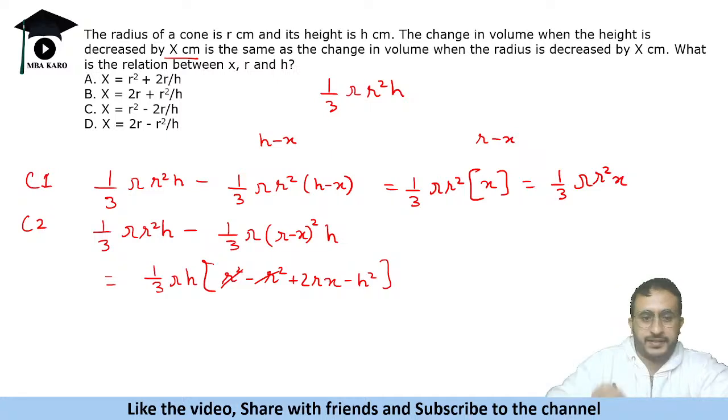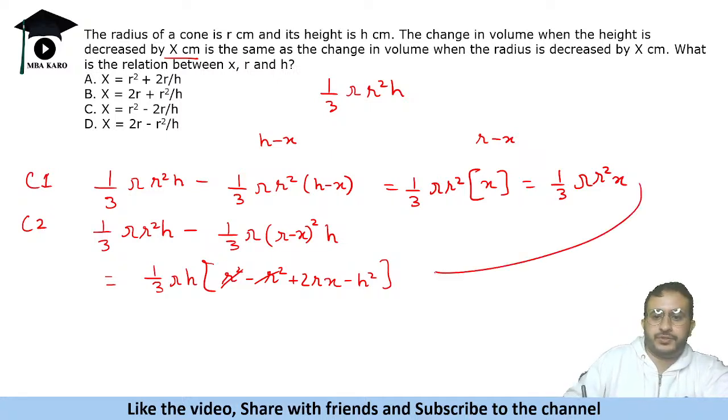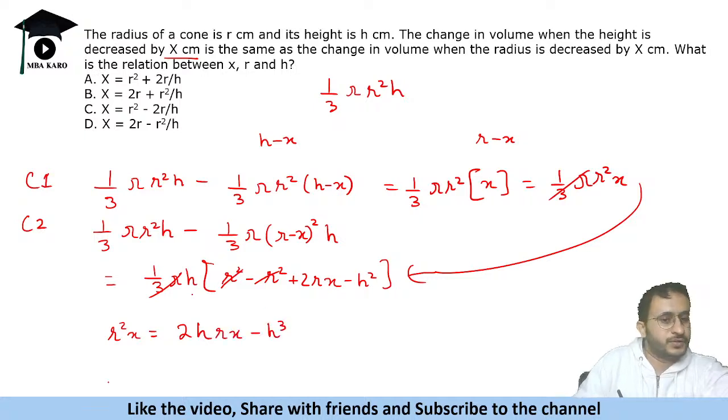राइट. अब क्या करना है, ये और ये इक्वल है. These two things are equal. 1/3 पाई दोनों से हटा देते हैं, कॉमन चीज है. Then we get r square x is equal to 2hrx minus h cube. ठीक है. हमें क्या निकालना था, x को निकालना है. सो x एक साइड ले लेते हैं. सो this gives us 2hrx minus r square x is equal to h cube. ठीक है.